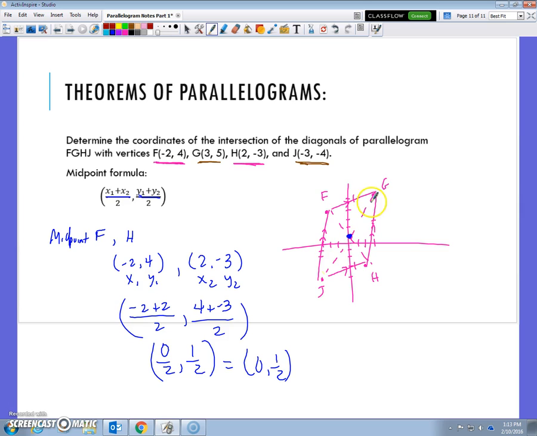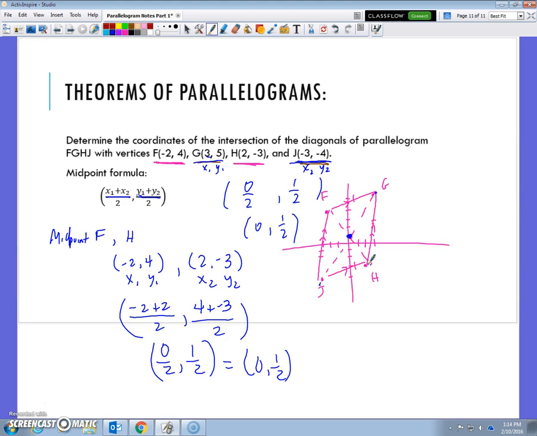Now, technically, where they intersect should be at the same spot. So I'm going to double check that with the halfway point in between G and J, because I'm looking for the intersection of the diagonals. Again, this is x1 and y1, my second x and my second y. I'm going to find the average of the 2 coordinates. So 3 plus -3 is 0 divided by 2. 5 and -4 is 1 divided by 2. Once again, I get the same coordinate, (0, 1/2). That is my actual intersection of my diagonals. It's halfway in between each of these points.